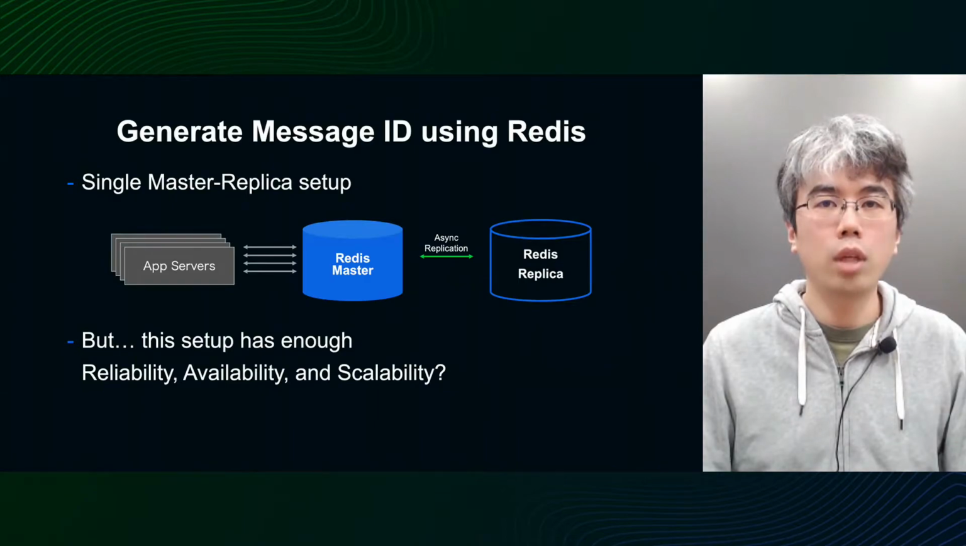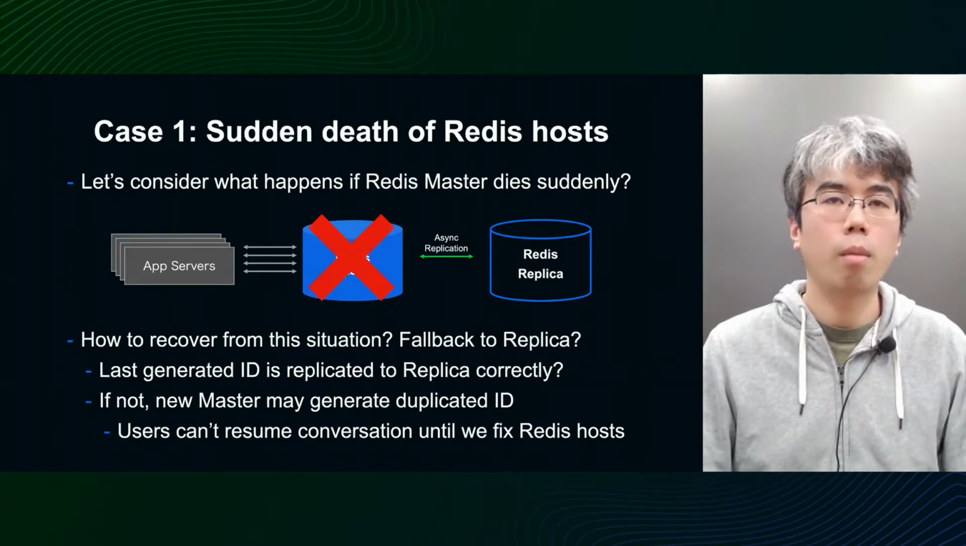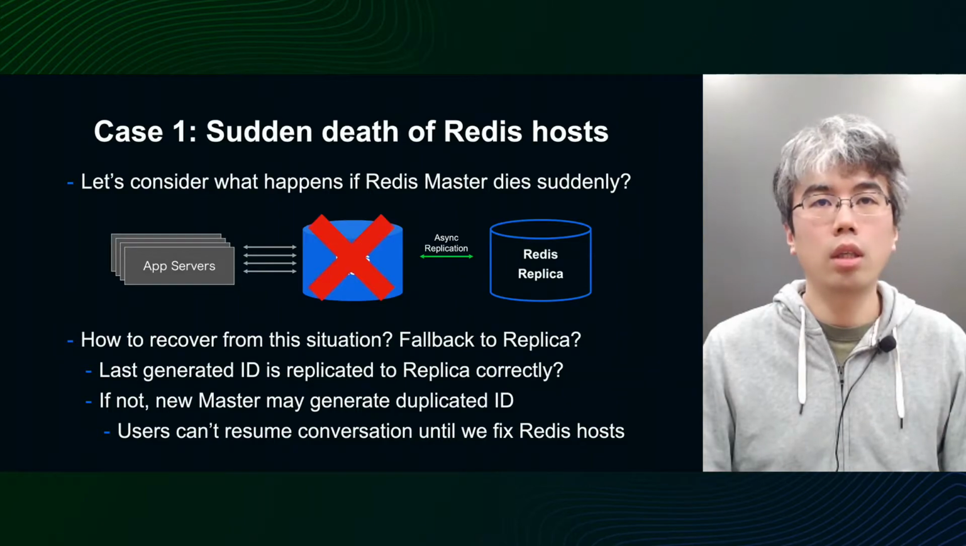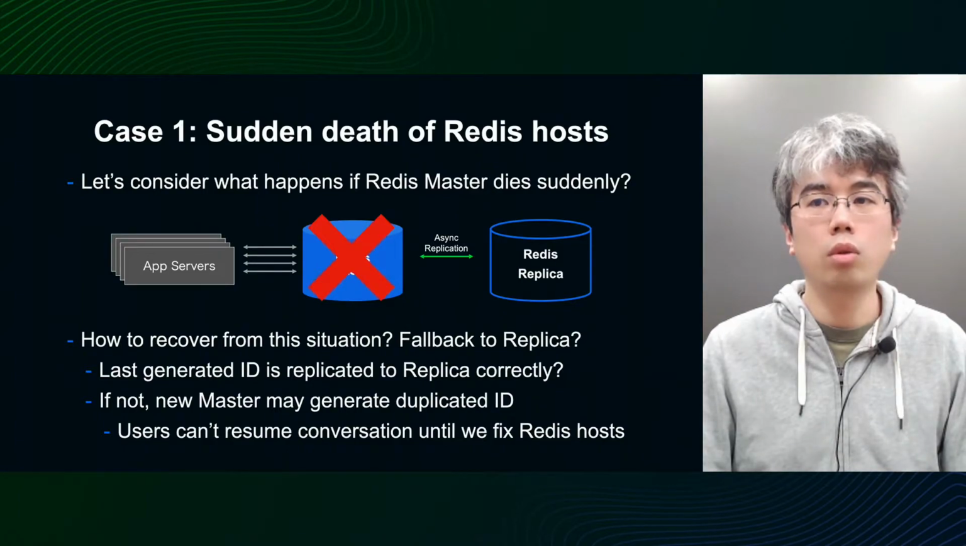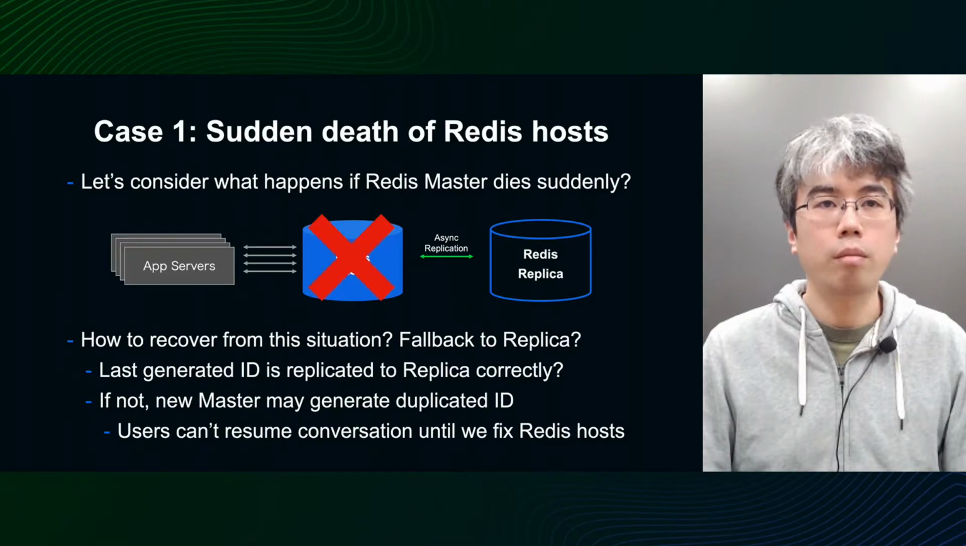To see if these questions really matter, we conducted an experiment. The first case is when the Redis host suddenly dies. This is a common problem for us who run thousands of Redis instance clusters. In this case, if only the master dies, the simple solution may be to fall back to the replica. However, what we need to be aware of is that Redis's replication is conducted asynchronously. If Redis dies before replication completes, no one will know what the last ID generated was.